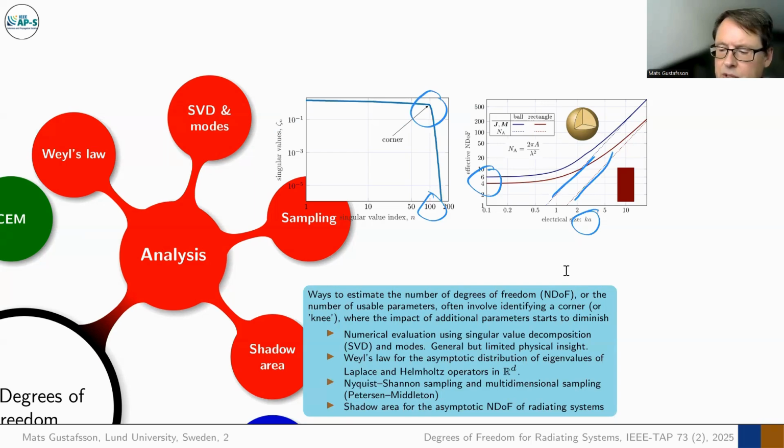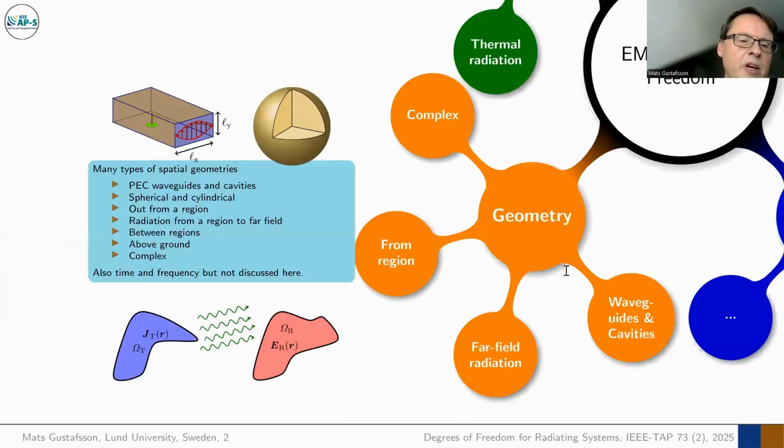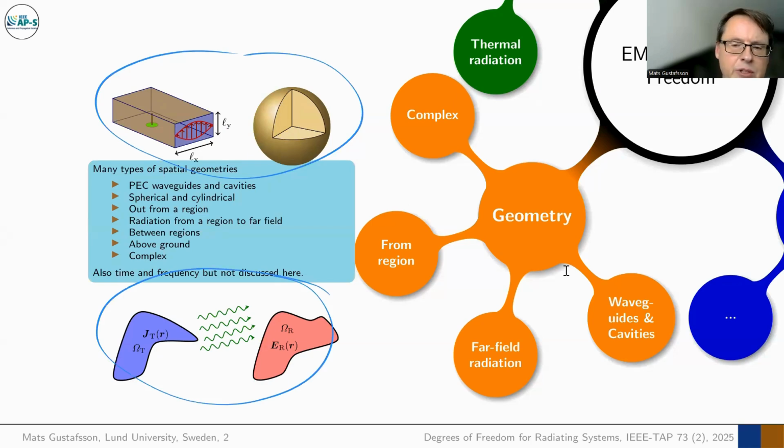which is the one I'm talking about in this presentation. It has a very long history of looking at degrees of freedom. It goes back more than 100 years. Work a while later by Shannon, and many other people, as you can see down here. So it's a very well-researched topic. Many types of geometries have been considered. For example, cases where we can do analytical solutions and actually calculate the eigenvalues. In this presentation, I focus more on arbitrary-shaped regions, either radiating to the far field or between regions.